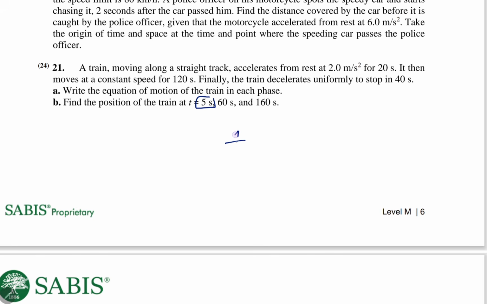It was x equals 1/2 at squared plus v0 t plus x initial, right? X initial is 0. It starts from rest, so this is 0. So it's 1/2 at squared. So it's going to be what? It's going to be 1/2 times 2 times 5 squared. So it's going to be 25 meters, all right?